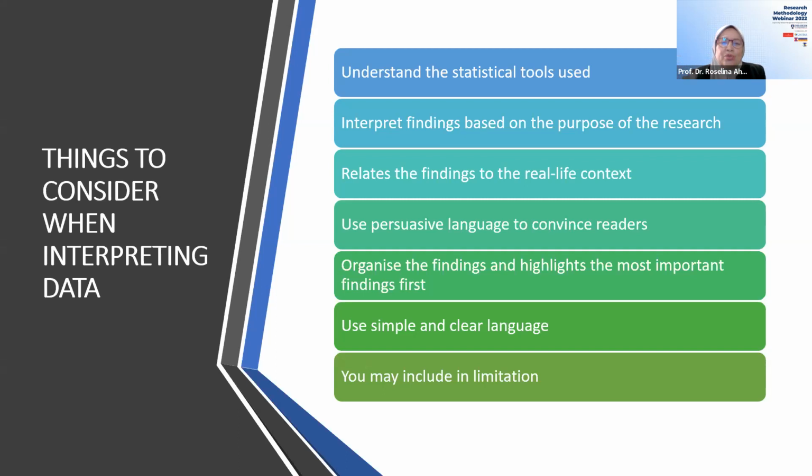Okay, so that goes to number 2. Interpret findings based on the purpose of the research. Relate the findings to the real life context. When we say the real life context, you don't need to relate to other things. You need to relate back to the scope of the study, the context where you conduct your research. So don't go around the bush. Some students go around the bush. They try to generalize beyond the scope of the study.